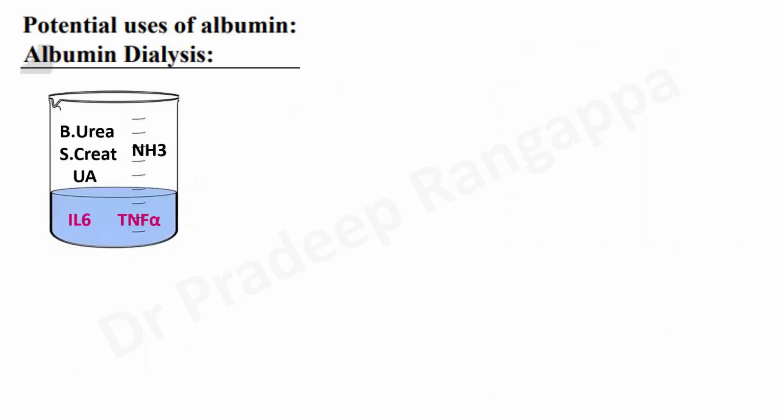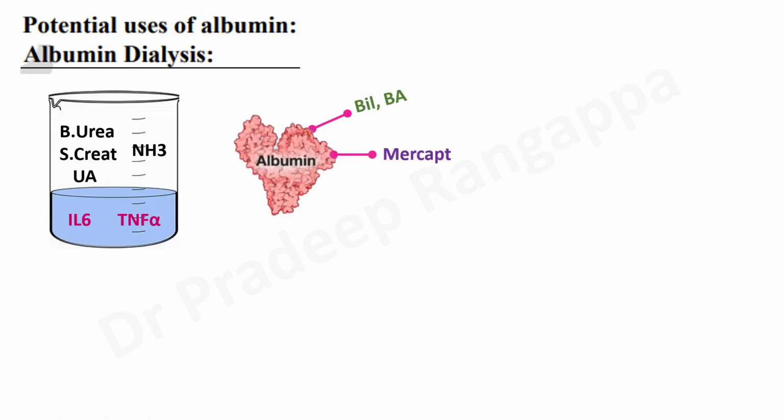Now, albumin dialysis. In liver failure or chronic liver disease, there is accumulation of a lot of toxins in the blood, some water soluble and some protein bound. Water soluble toxins are blood urea, creatinine, uric acid, ammonia, and cytokines like interleukin 6 and TNF alpha. And there are toxins which depend on albumin to be bound. Because albumin is deficient, these toxins circulate in the blood. These are bilirubin and bile acids, which bind to albumin, and then mercaptans bind to albumin.